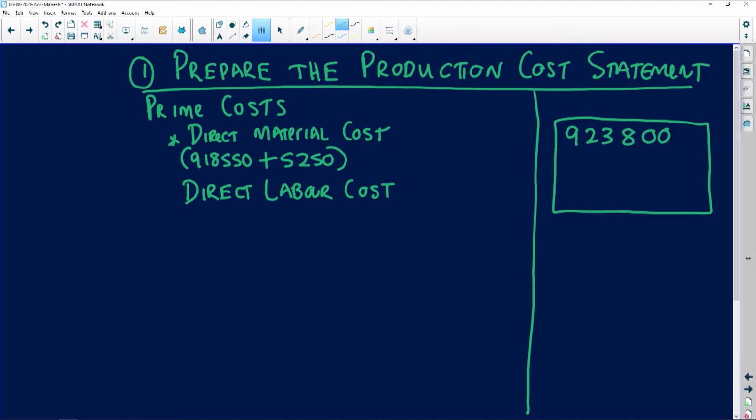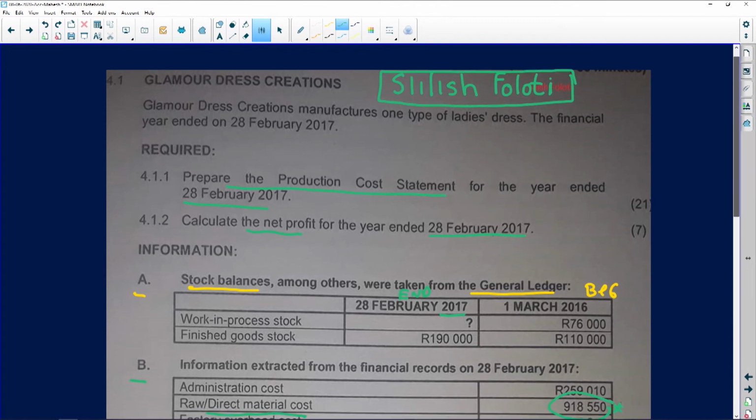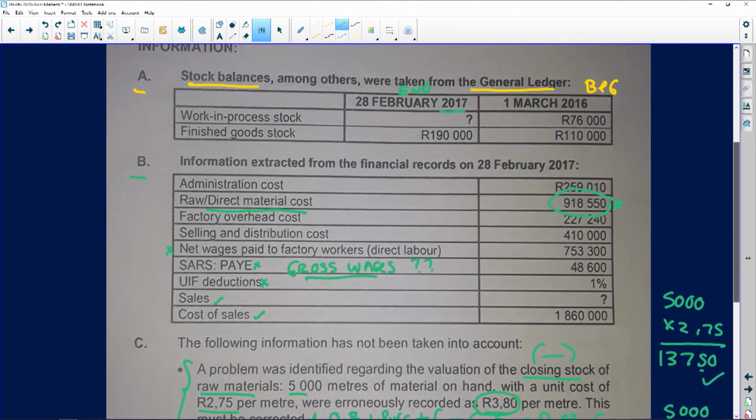Right, let's now move on to direct labor cost. Now, I want you guys to please pay attention, because even direct labor cost is not as straightforward as it often is in an example.